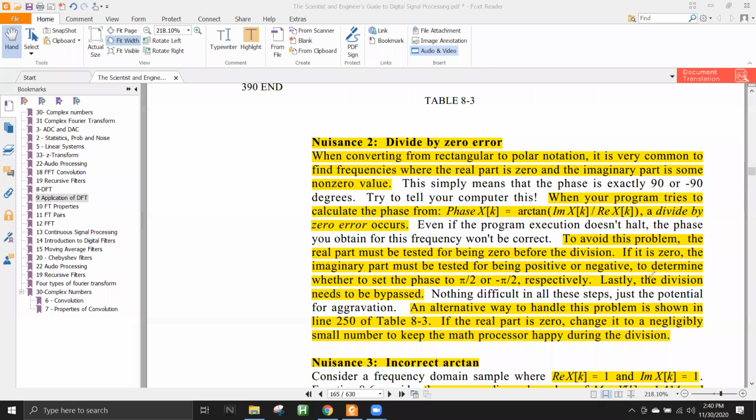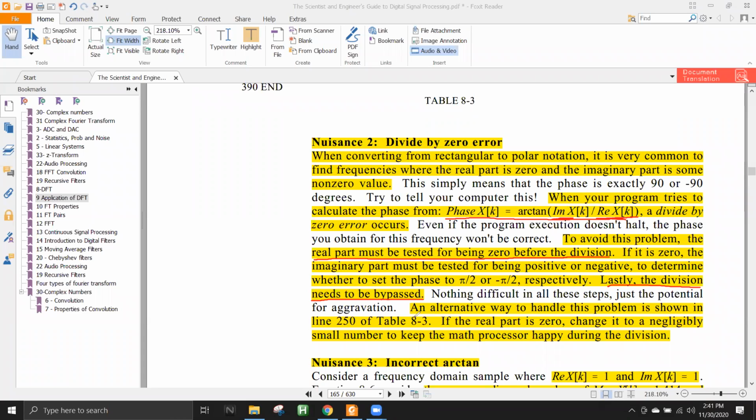So in this case, to avoid this problem, the real part must be tested for being 0 before the division. Before you actually calculate this, it can't be done directly in one line. We have to have some if else conditions before this. We have to consider the IM and RE, and using this we have to fix some things before we actually go to this line. Lastly, the division needs to be bypassed. The division can't be done directly in that case. We either have to add or remove something with it if we want to perform the division, or we just directly assign phase xk equals something instead of performing the division.